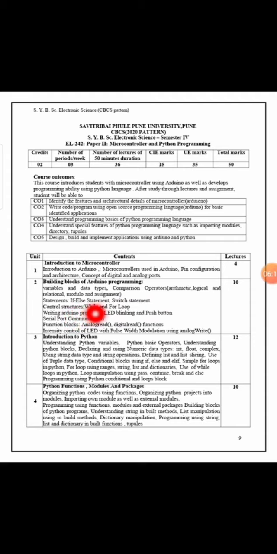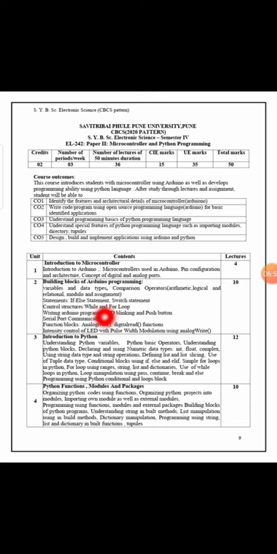Then statements: if else statements, switch statements. These are the statements used to write a program. What is meant by a statement, what is meant by an if else statement, what is meant by switch statements. Then control structures, while and for loops. These are the statements required to write a program that I am going to explain in chapter 2. In the next topic we are going to write programs. If you know the basics of this very well, you can write a program. The very first program that we are going to study is LED blinking and push button.